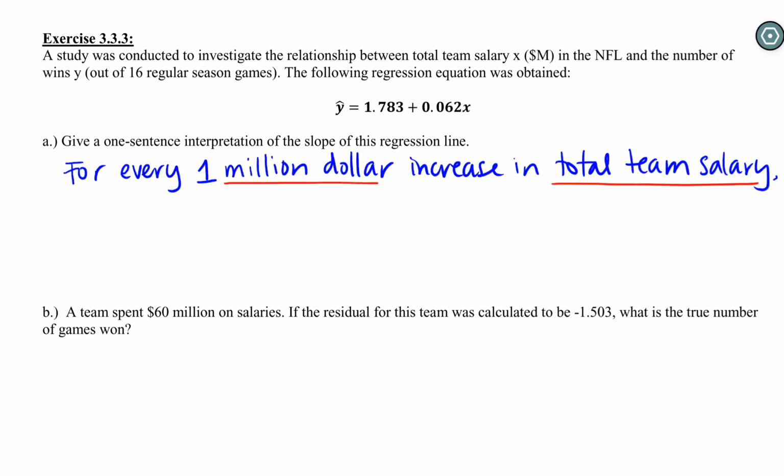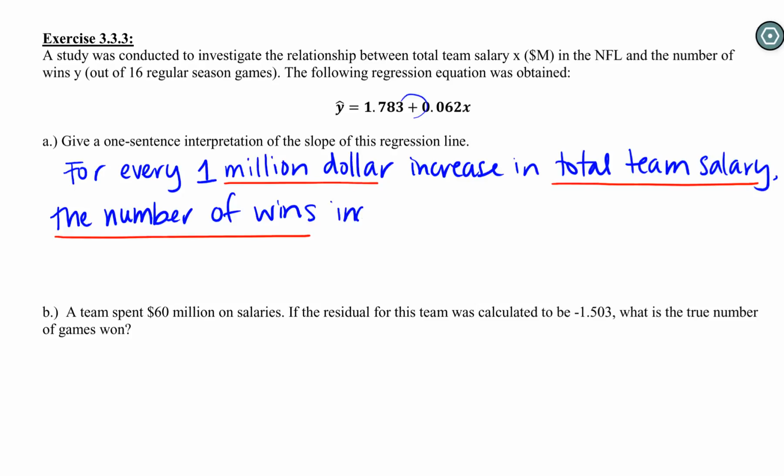Now we need our Y variable, the number of wins. And if you want it to be very good, you would write out of 16 season games, but I don't care. I want to write less. And this demonstrates that I know what the heck I'm talking about. The number of wins. Next, we have to decide if it increases or decreases. We have a positive slope, so we're going to say increases by 0.062, right? Our actual slope.